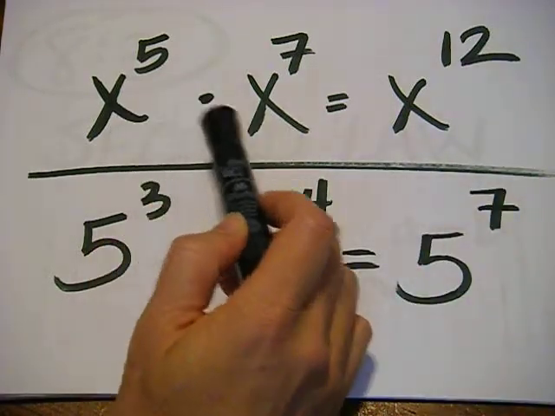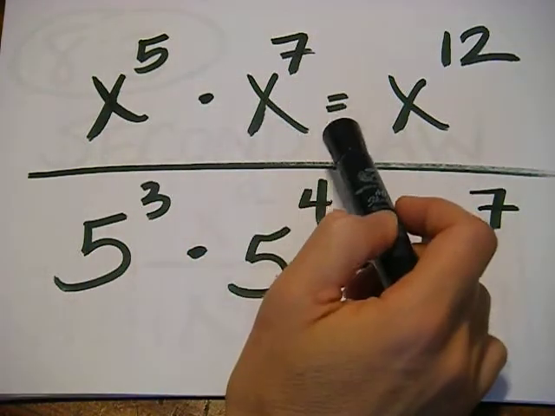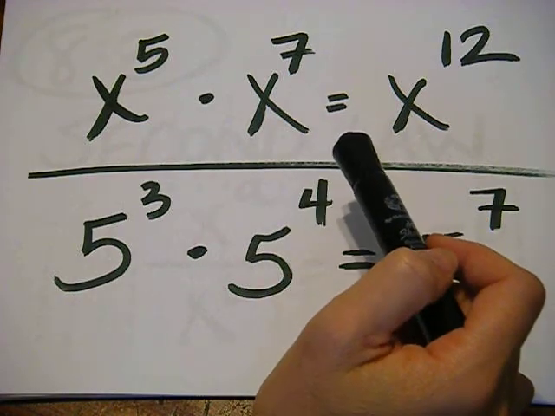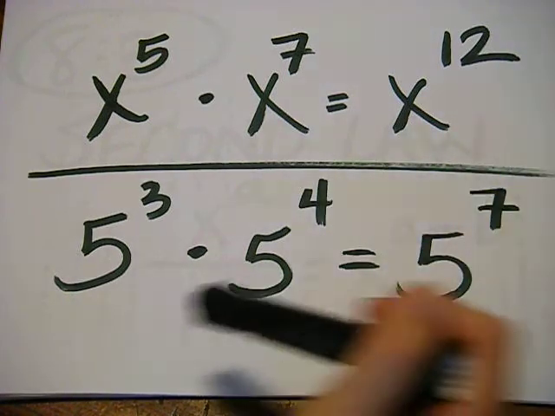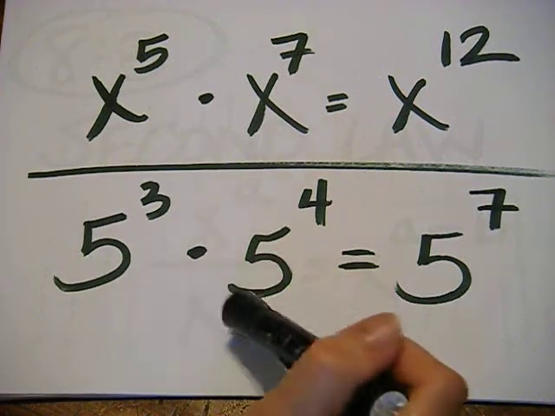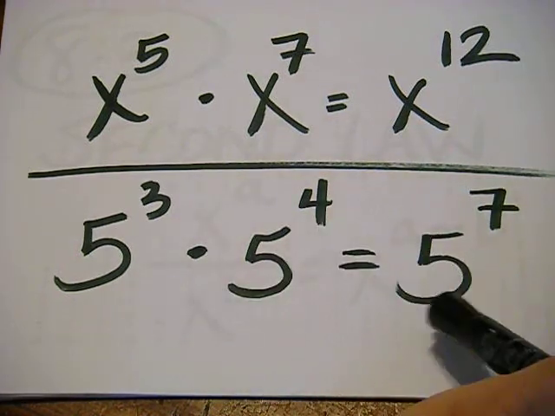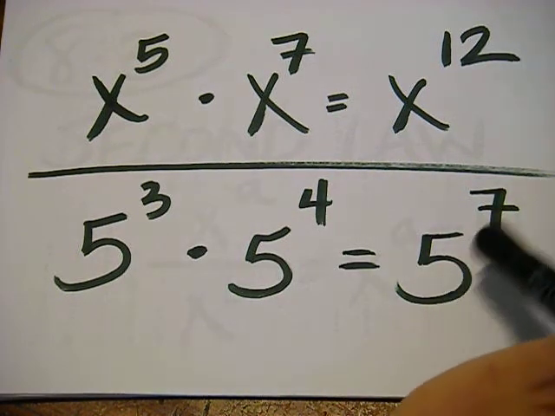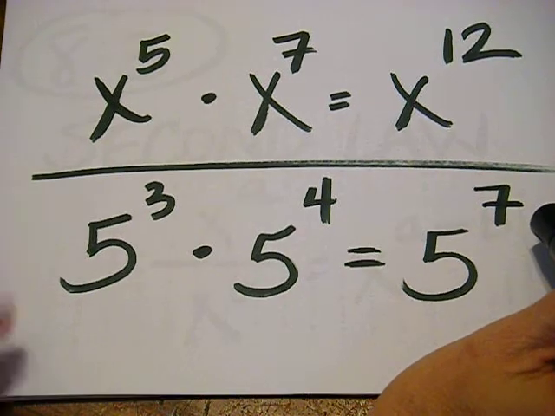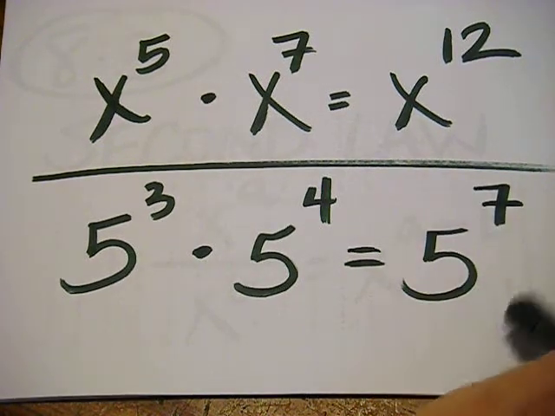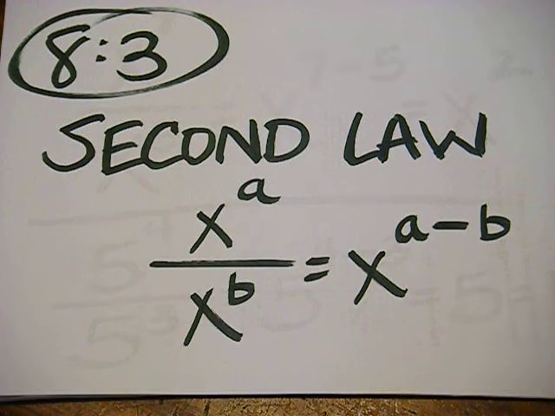In real life, it looks like this. If you had x to the 5th times x to the 7th, then it would be x to the 5 plus 7, or x to the 12th. Using numbers, it would be 5 cubed times 5 to the 4th, and that would equal 5 to the 3 plus 4, or 5 to the 7th. And you might be able to leave it in that form if your teacher's nice.